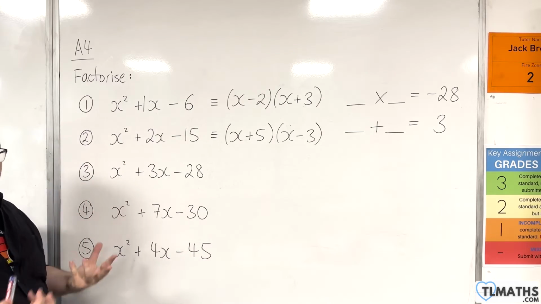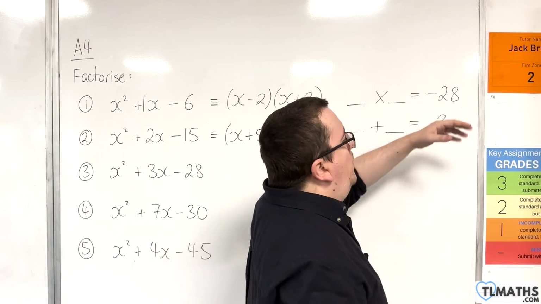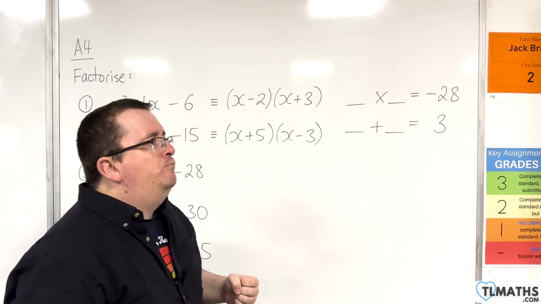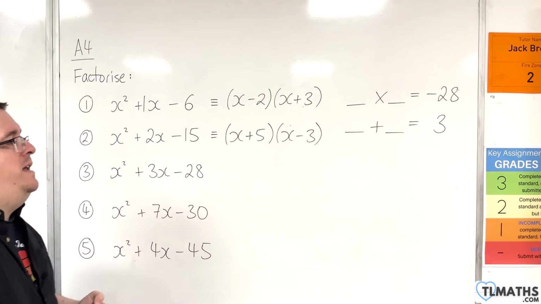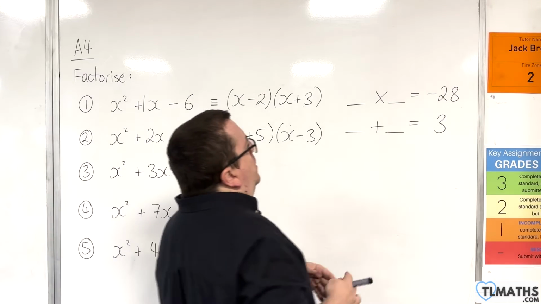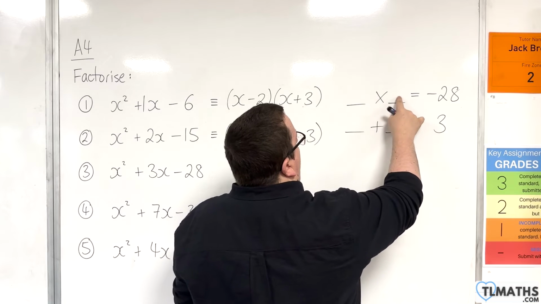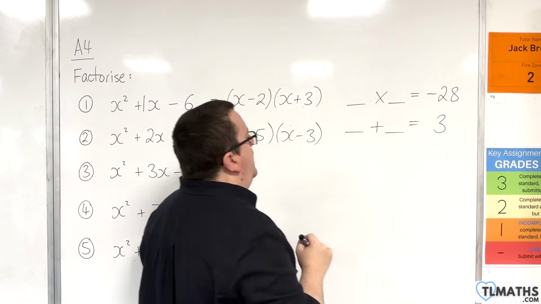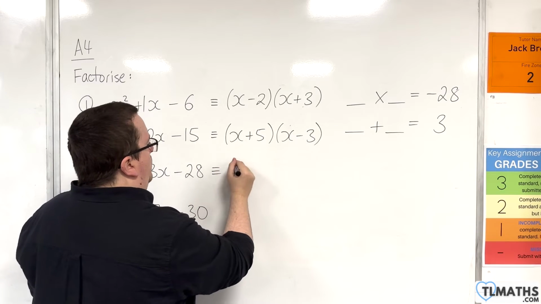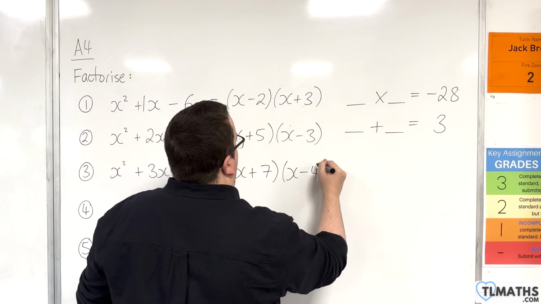You need two numbers that are quite close together in size, in magnitude, to sum together to make that 3. So thinking about 28, 4 times 7. 4 and 7 have that gap of 3. So 7 and minus 4. 7 times minus 4 is minus 28. 7 plus negative 4 is 3. So that works out. x plus 7, x take away 4.